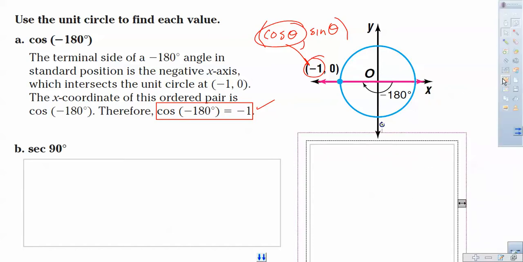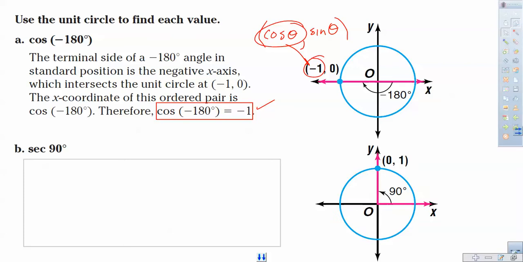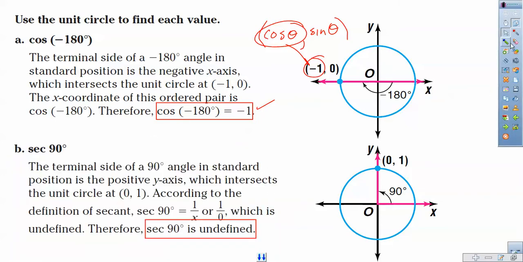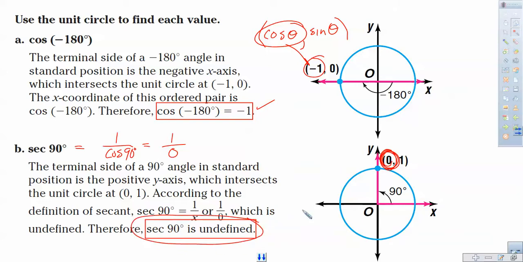Suppose we're looking at this one. Secant of 90 degrees. 90 degrees, here we are. Secant, we have to remember what the reciprocal secant represents, and that's the reciprocal of cosine, which means we're referring to the x coordinate here. Secant of 90 degrees is equivalent to 1 over the cosine of 90 degrees, which would turn out to be 1 over 0. Wait a minute, we can't divide by 0, it's undefined. So this is our response. The secant of 90 degrees is undefined.